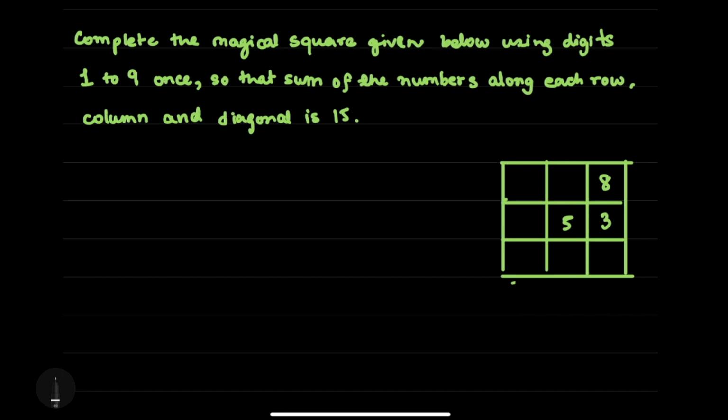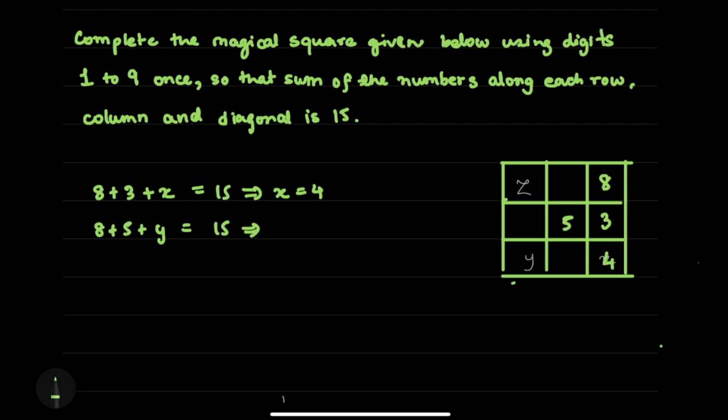So let's try and find out using a rough hand what happens in each of these. So let's try to find values where everything is present. Let's take the values x here and y here and z here. So we know that 8 plus 3 plus x should come out to be 15. So x would come out to be 4. So we'll write 4 over here. Next, we have another diagonal. 8 plus 5 plus y would again give us 15. So y is 2.